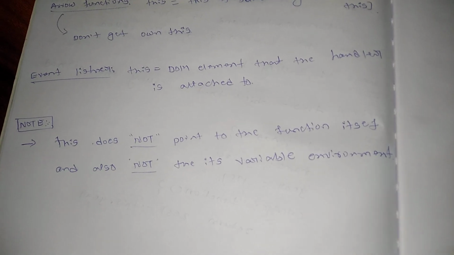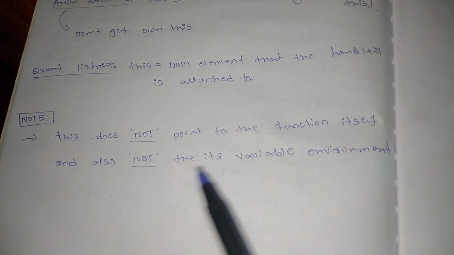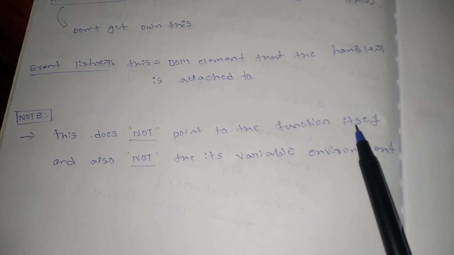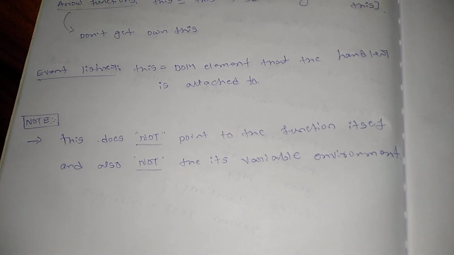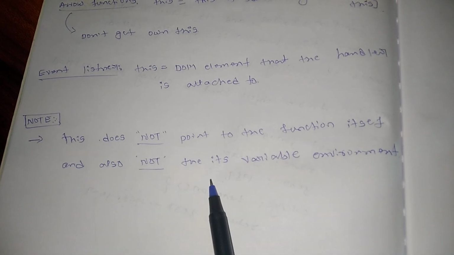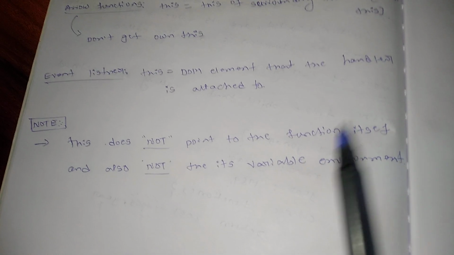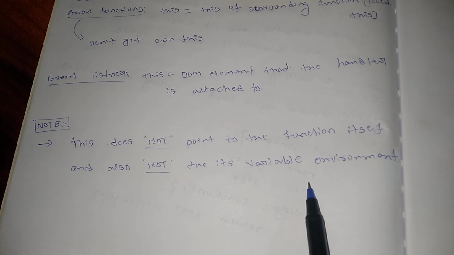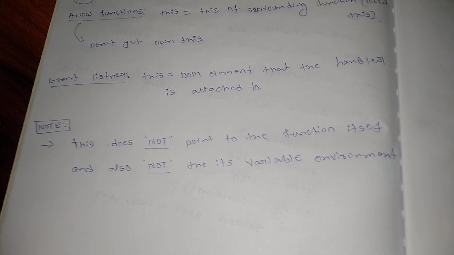One important note: this is a misconception which people have. This does not point to the function itself, nowhere will it be pointing to the function in which it is defined. It will point only to the one who is calling, the owner, not the function itself, and also not its variable environment. So basically, whatever variable environment that function has, this will not point to that. So these are the theory things. Now let us see the practical things with the code.